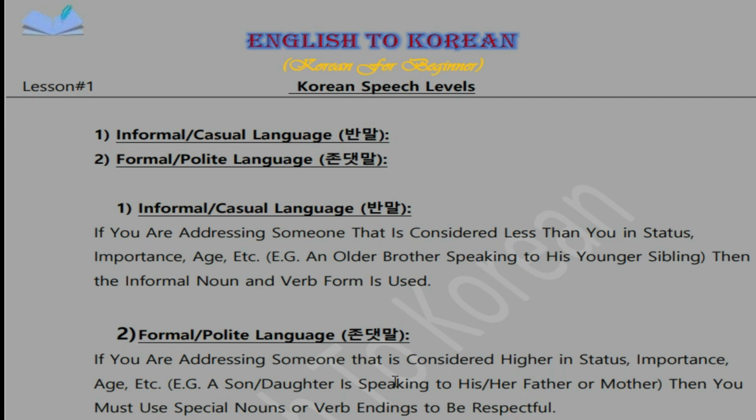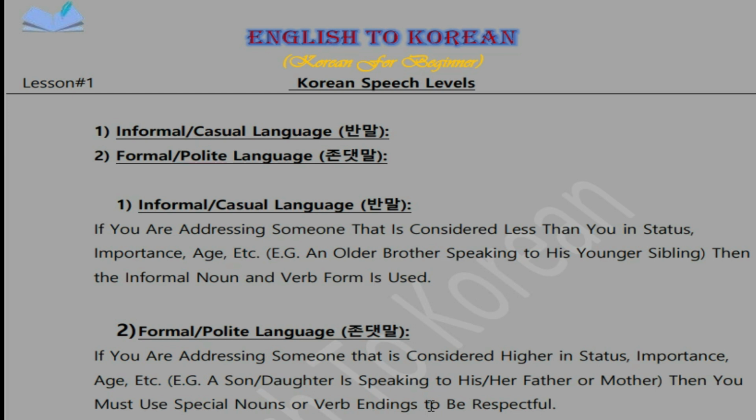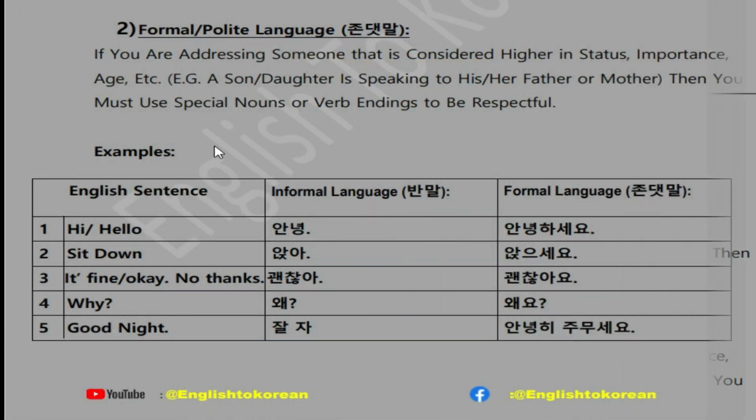For example, a son or daughter is speaking to his or her father or mother, then formal or polite language style will be used. You can use this style for your teacher in school or university or a boss in a company. There is more detail in formal or polite language style, but for beginner level it is enough that we are going to talk about. So let's see some examples so that you can understand this style easily.